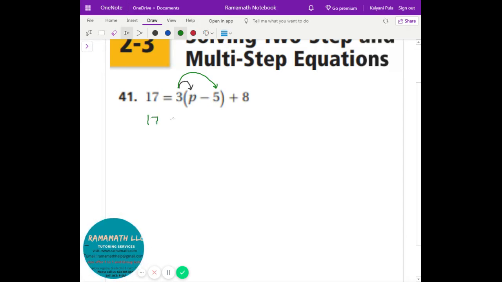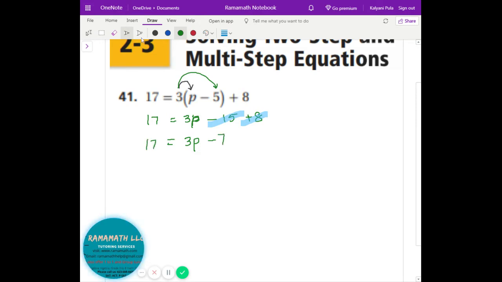So 17 equals 3 times p is 3p, minus 3 times 5, 15, plus 8. Now the second thing is, now I see one side of the equation, I'm looking at, do I have any like terms? We talked about like terms last time. The numbers, the constants, are also like terms. So what's negative 15 plus 8? Negative 7. There I go. So 3p minus 7, that's 17.